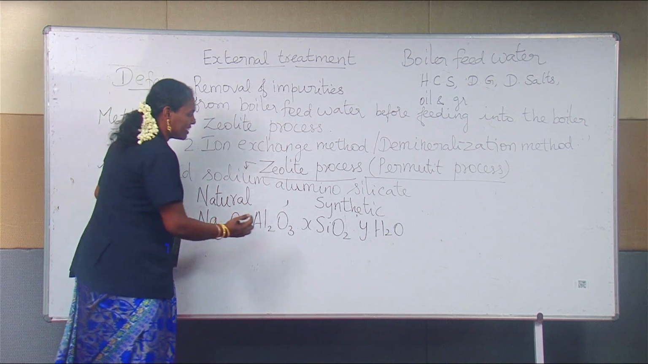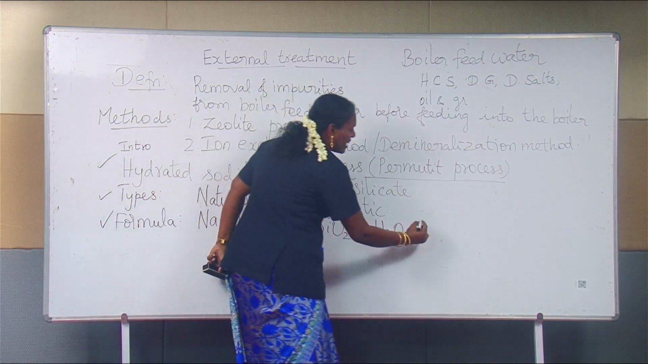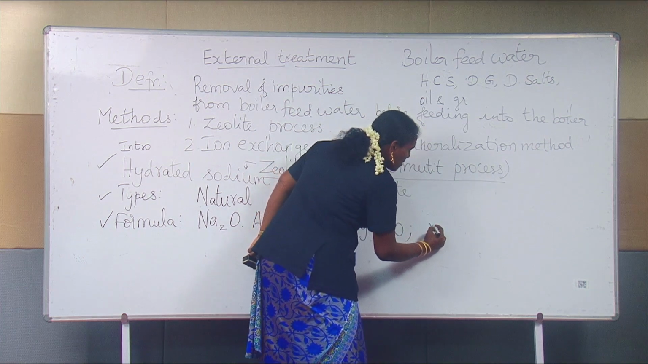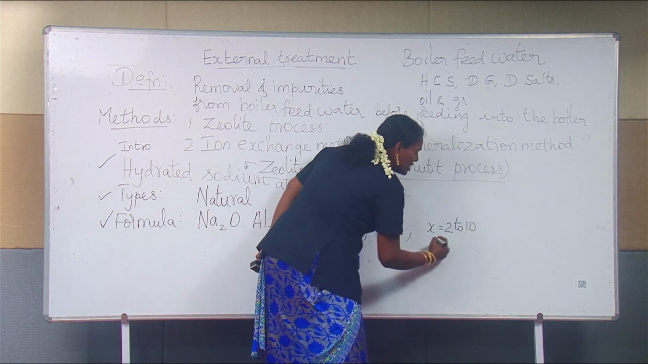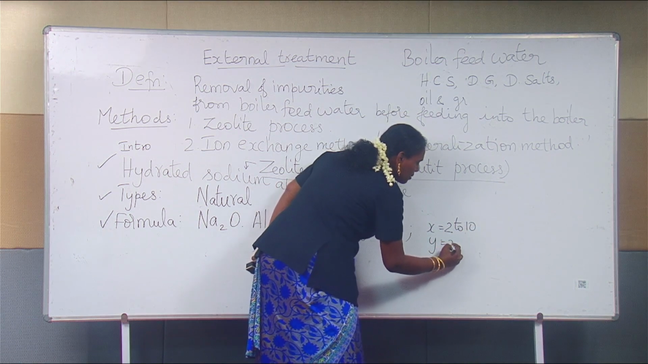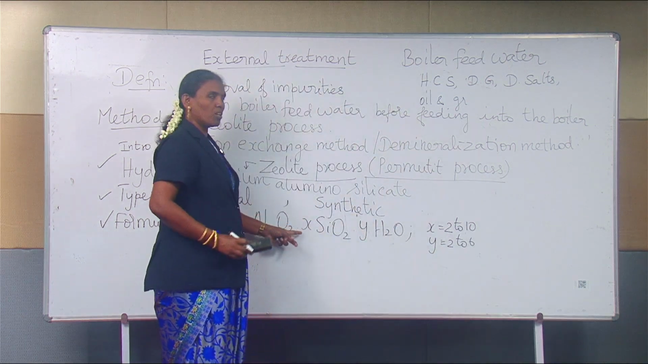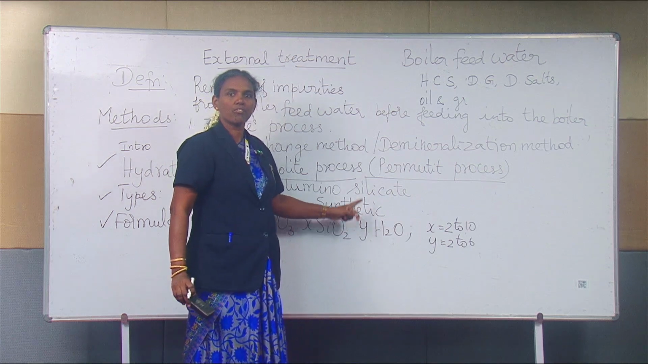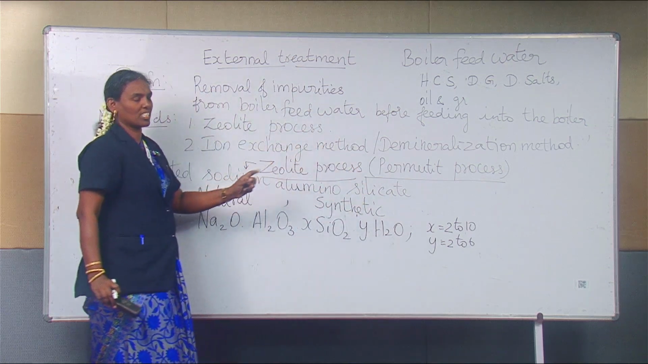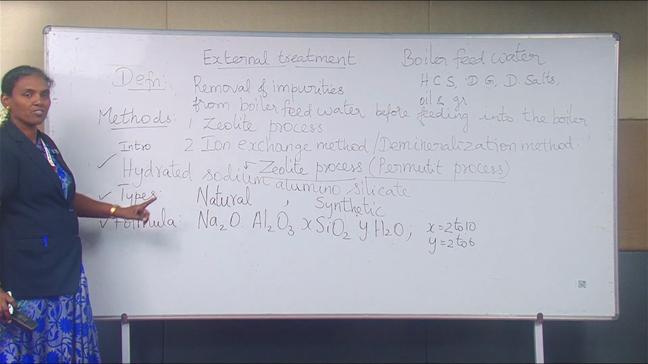What is this x? The x value is a small number. This x value may vary from 2 to 10. What is the y value? It varies from 2 to 6. That is, x may be 2 or 3 or 10 likewise. y may be 2, 3, 4, up to 6 is possible. So, this is the formula for zeolite.